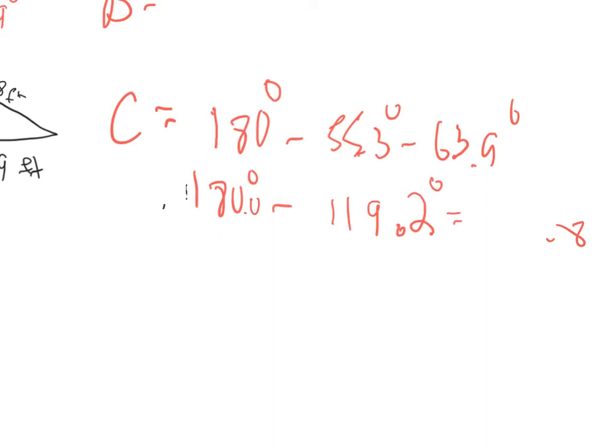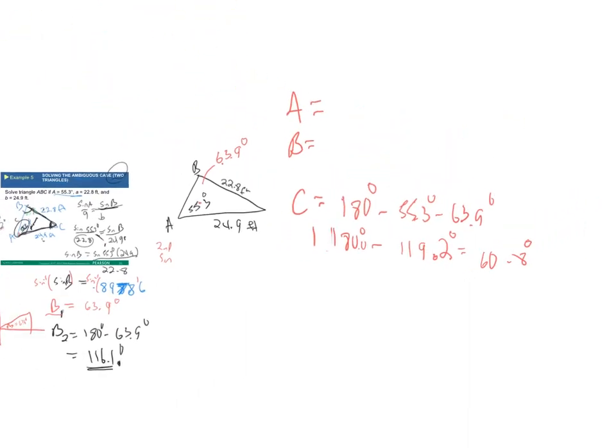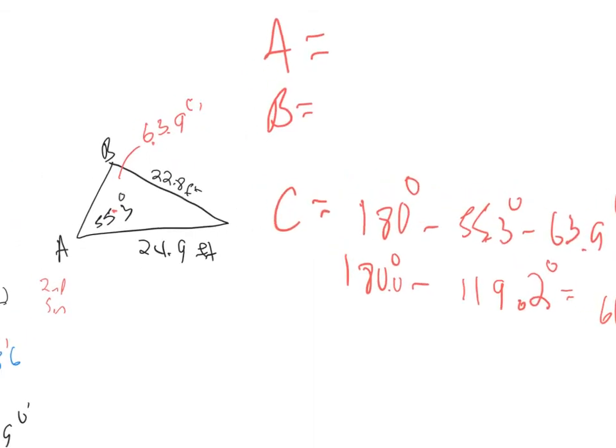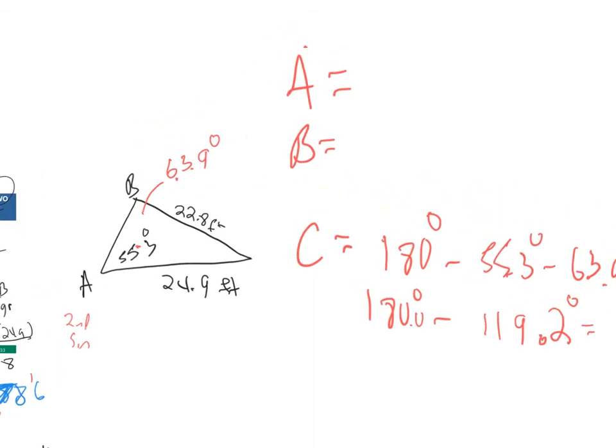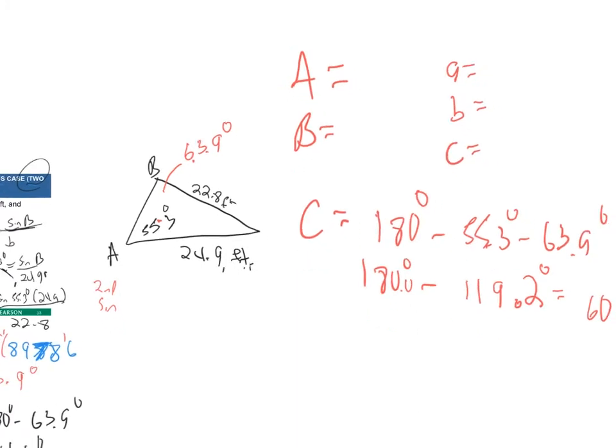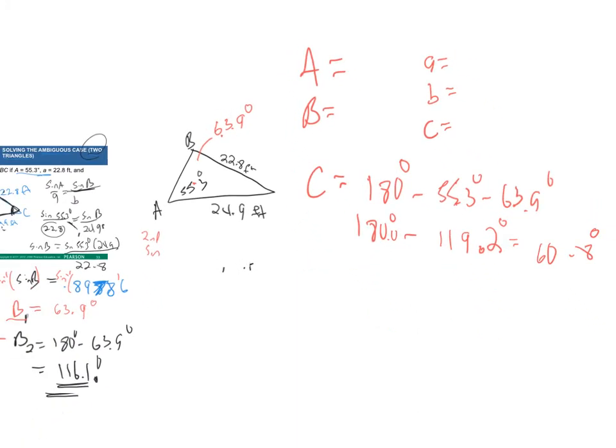And that gave me 179, 60.8 degrees is C. And then for the sides, well, we know A was given, B was given. I still need C, side C. So how will I do side C? You're stuck doing law of sines again.